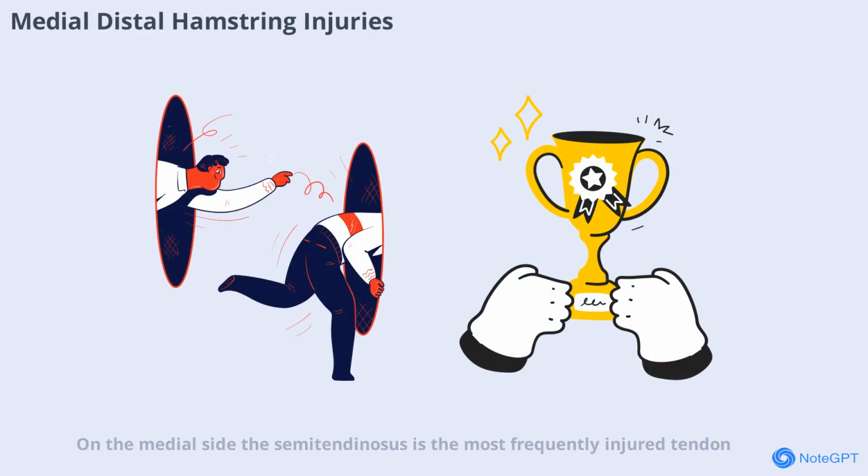The medial side, the semitendinosus, is the most frequently injured tendon, though such injuries are rare overall. These injuries often occur in high-level athletes during sprinting or sudden knee hyperextension. Patients typically report a loud pop, sharp pain, and may notice a lump in the back of the thigh. Distal semimembranosus injuries are even less common, but can have significant implications for knee stability.